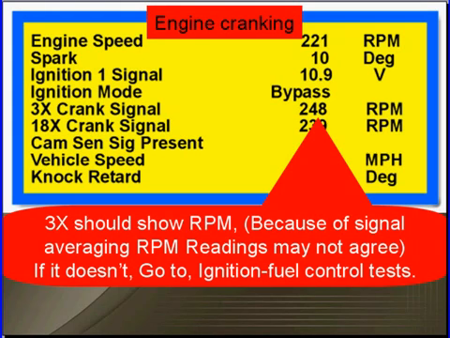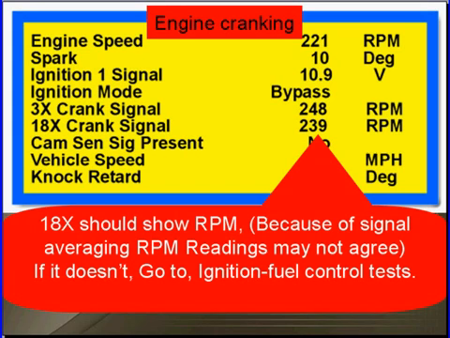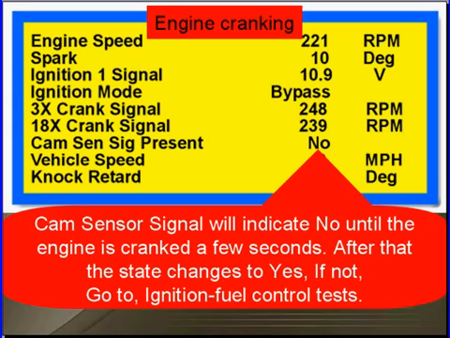The 3X signal should show RPM. Because of signal averaging, the readings may not agree with other RPM signals. The 18X, the 3X, and engine speed don't necessarily have to agree. If the 3X doesn't show RPM, go to ignition fuel control test. The 18X should show RPM. If it doesn't, go to ignition fuel control test.